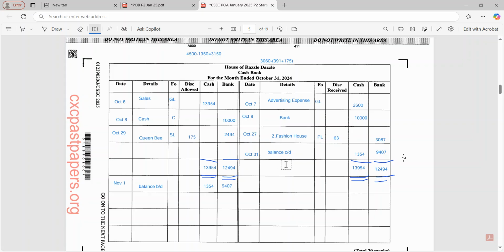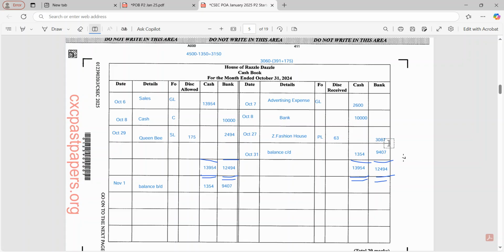Now you're going to add. So if you add 1,354, 10,000, and 2,600, you should get 13,954. So you total both cash columns, and you go on the opposite side, you put your balance BD for the first of the following month, and it becomes 1,354. On the debit side, 10,000 and 2,494 gives you 12,494.